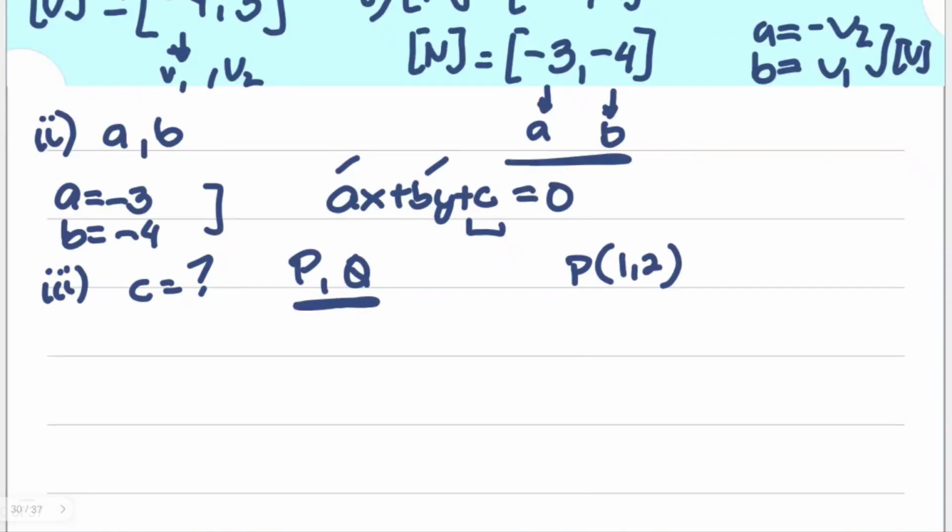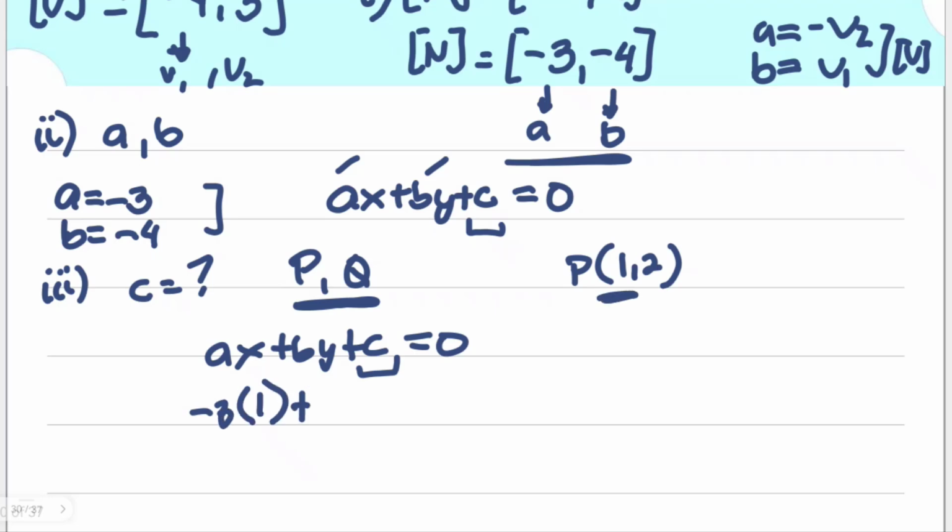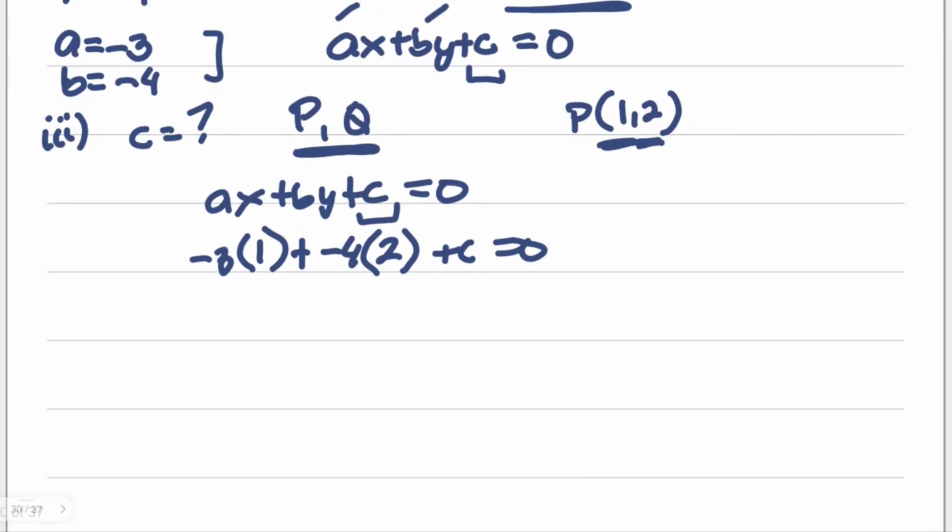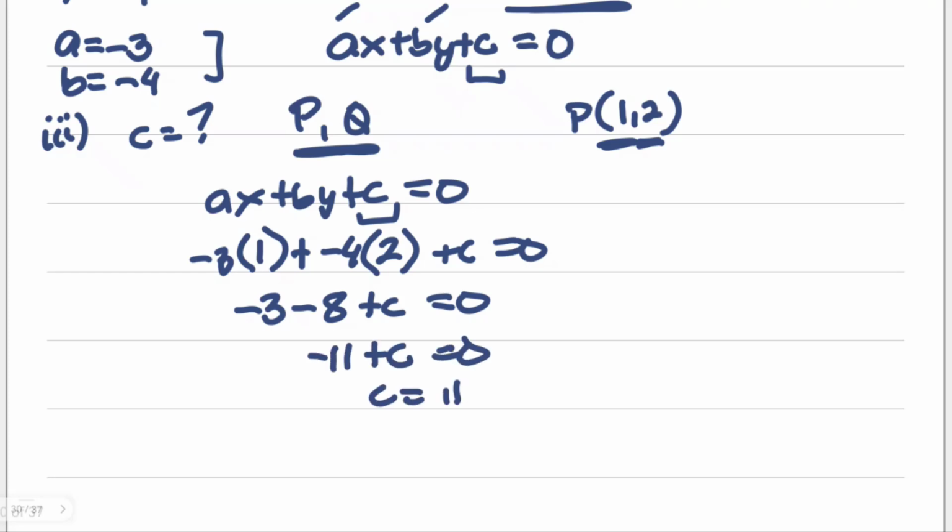So with that, you have Ax + By + C must be equal to 0. In determining C, your A is negative 3, your x here is 1, plus your B is negative 4, your y is 2, plus C is equal to 0. So you have negative 3 minus 8 plus C equal to 0. So negative 11 plus C is equal to 0. Your C is positive 11.